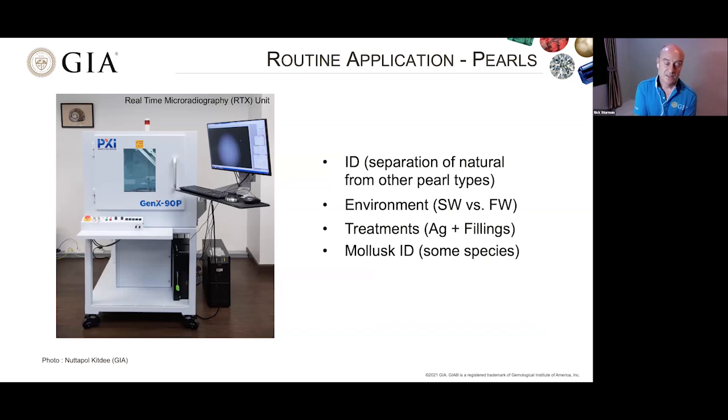So taking all that I've just discussed into consideration, what can a modern X-ray unit in the lab help us with today? So we can check for the ID. We can separate natural pearls from other types of pearls. So the bead cultured, the non-bead cultured, composites, imitations, etc.